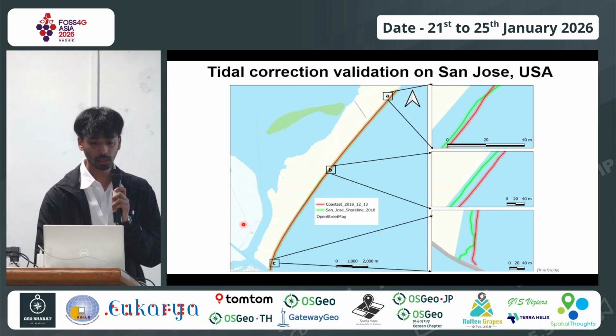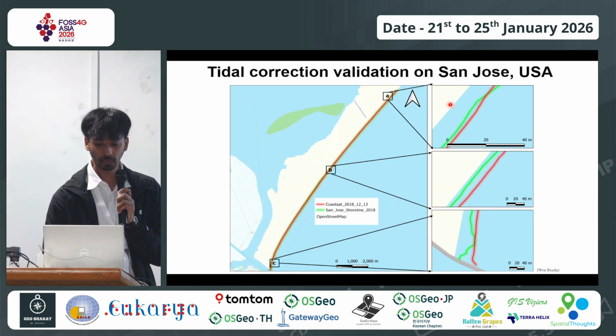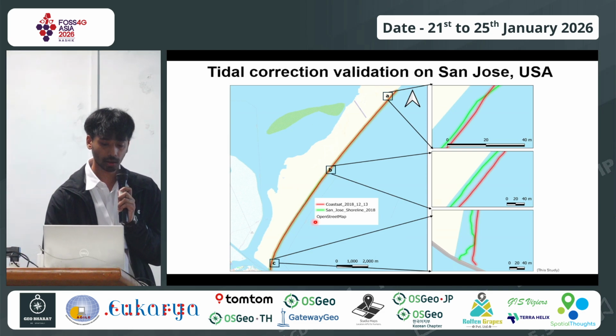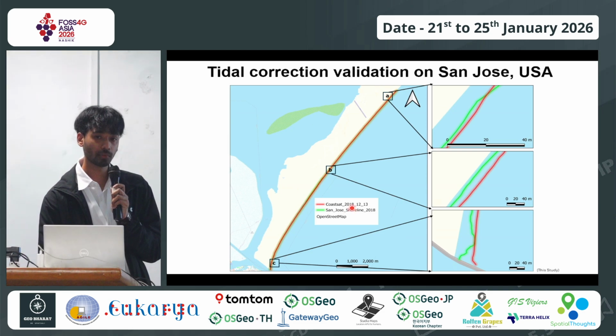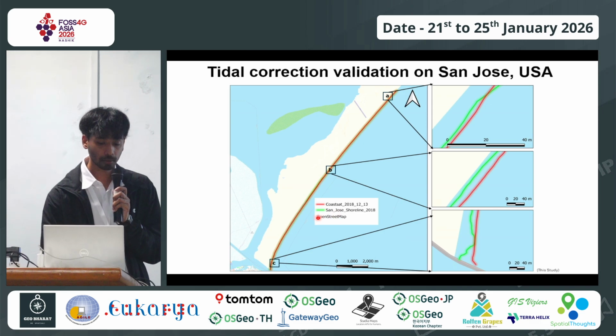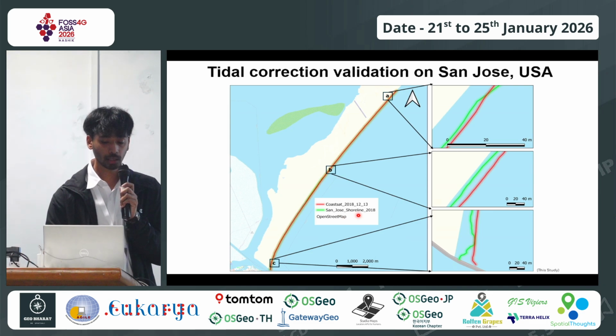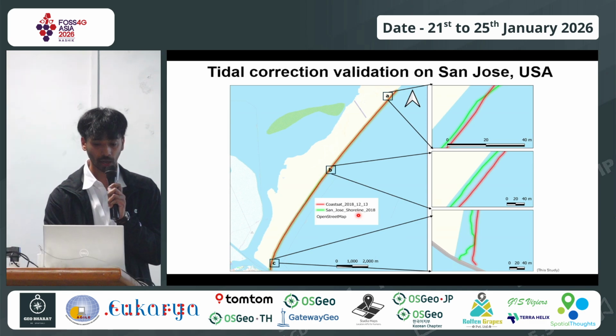Now, this is the tidal correction validation for San Jose. I've used two shorelines. The red one is the CoastSat shoreline where I've done tidal correction. And the green one is the in situ shoreline, which was extracted from a 1 meter LIDAR DEM. These were tidally corrected, and I downloaded them from NOAA. This was the shoreline that I've used for validating.